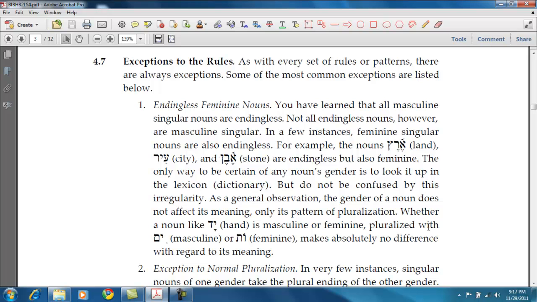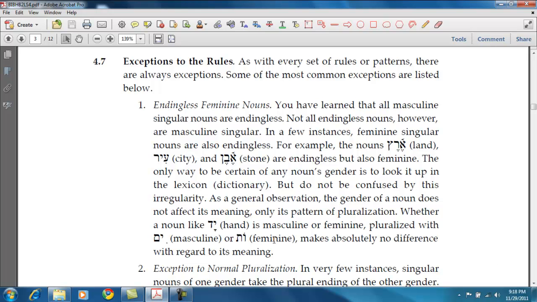You'll become familiar with it as you go through the vocabulary. Let me see. The gender doesn't affect the meaning of the noun, it only affects the pattern of making it plural. Whether a noun like yod is masculine or feminine, it's pluralized with hirik yod mem, or ot. Hirik yod mem makes it masculine, or ot is feminine.